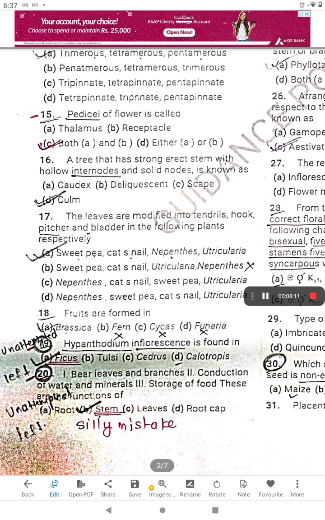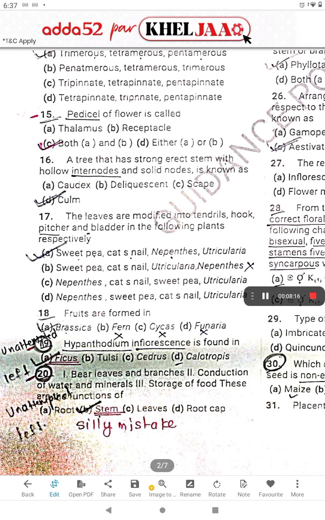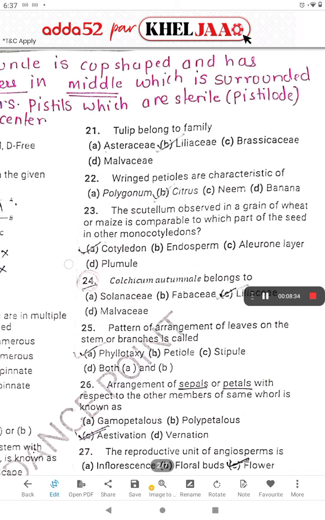I knew that the B option is the right answer, but I still felt uncertain about that answer. I felt that somewhat it would be root, but I did not attempt it in a hurry and I could not complete it in time. So I was knowing it, but I did not attempt it in the paper. So I made a silly mistake in this.